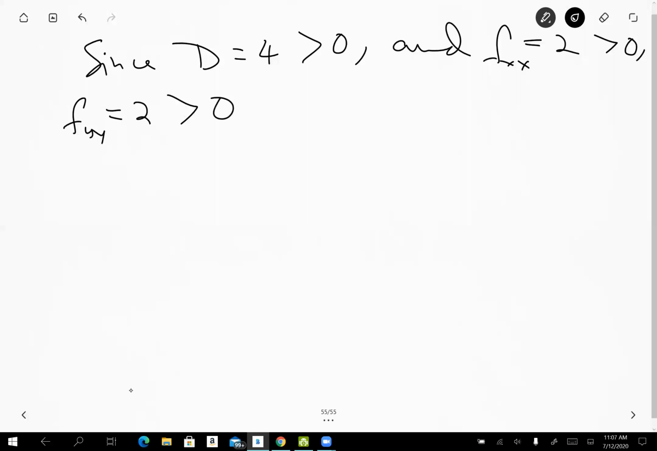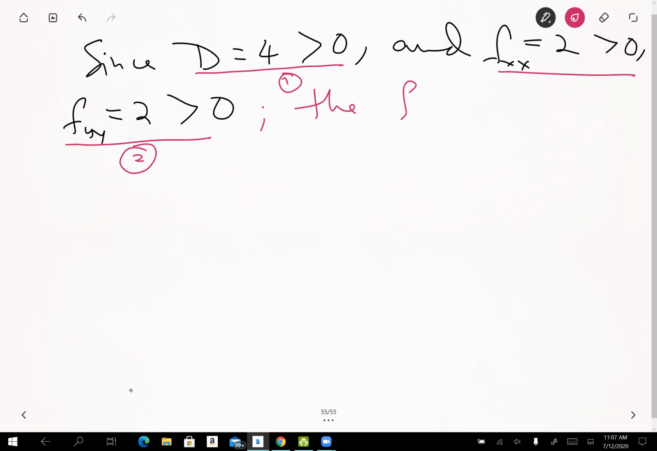That is positive. So if I just go through the conditions again, the first condition, D bigger than 0, is satisfied. The second condition is also satisfied. So, what can you say about the function? It has a minimum, because both are positive, so it has a minimum at the point 1, 0.